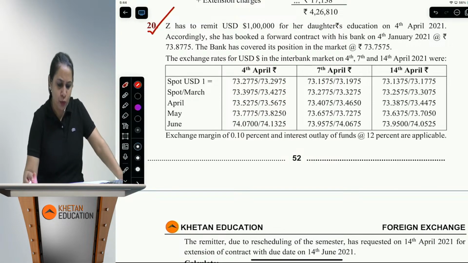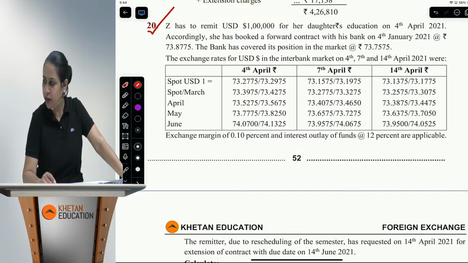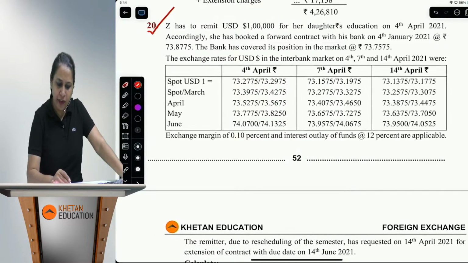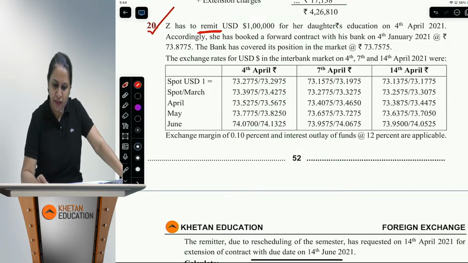Z has to remit $1 lakh for her daughter's education on 4th April 2021. Accordingly, she booked a forward contract with her bank on 4th of January 2021 at 73.8775. This is a payable sum, guys. The bank covers at 73.7575. The exchange rate for dollar in the interbank market is given for 4th, 7th and 14th April.